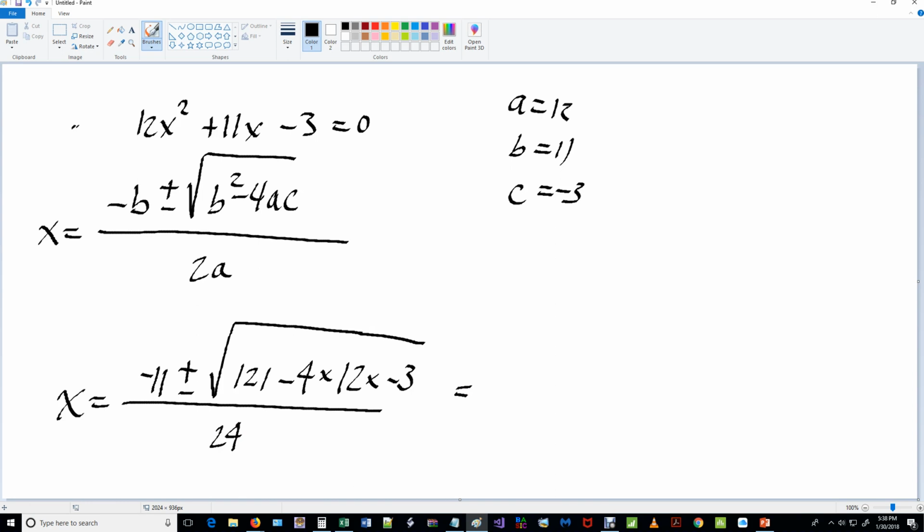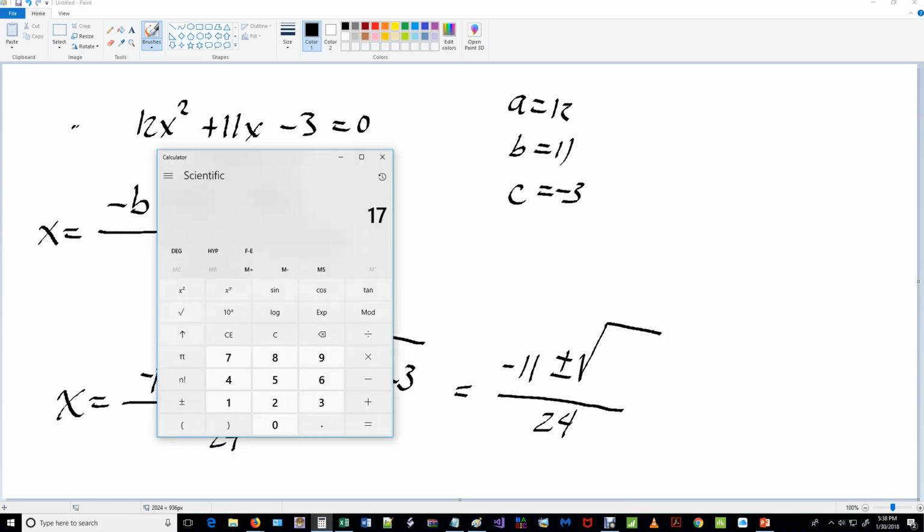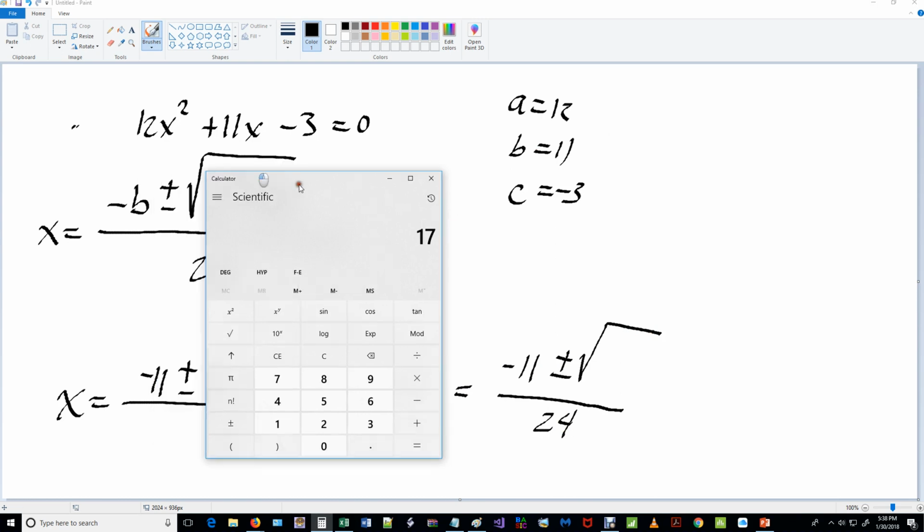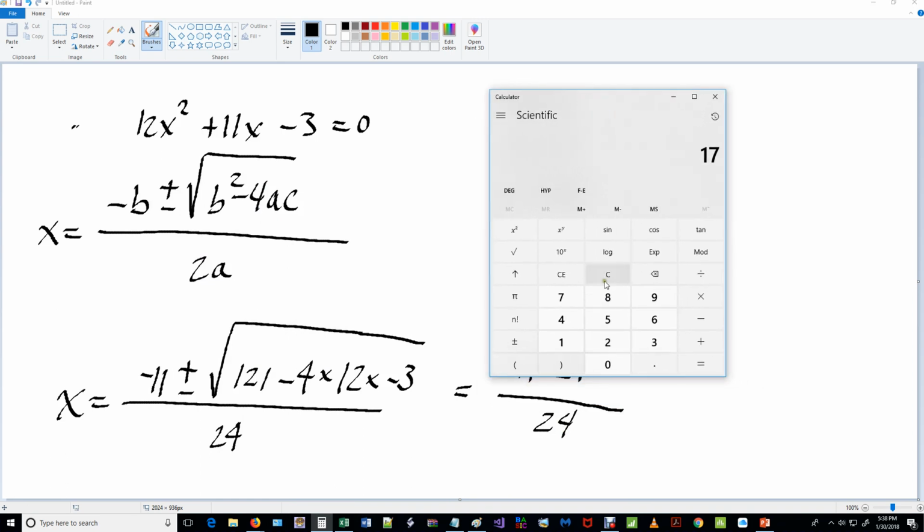Now the first thing we do is, well, let's do this first. Minus 11 plus or minus the square root of the thing inside of the radical. To find the thing inside of the radical, this is always what I do. Bring the calculator, and clear. So you type whatever you see inside. So 121 minus 4 times 12 times negative 3. So to do negative 3, you do 3 and then change the sign of 3, and you get 265.